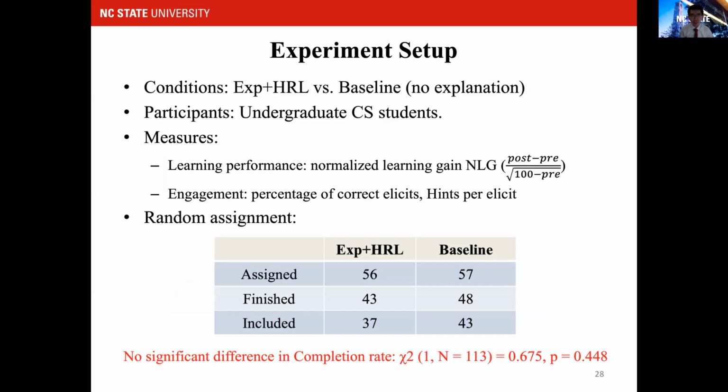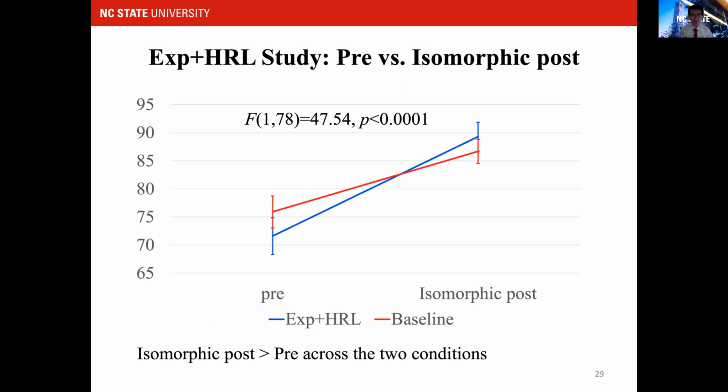In another cornerstone study, we compared the explanation plus HRL condition with the baseline condition, which employed a random policy with no explanation. Again, the participants were undergraduate computer science students. We still focus on two types of measures, learning performance and engagement, and this table shows the number of students we assigned to each condition, finished the study, and included in our data analysis. A chi-square test showed no significant difference in completion rate.